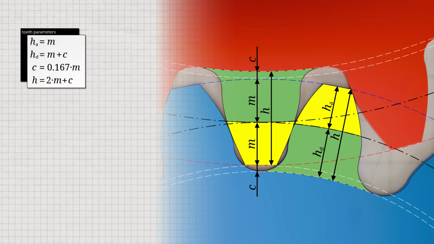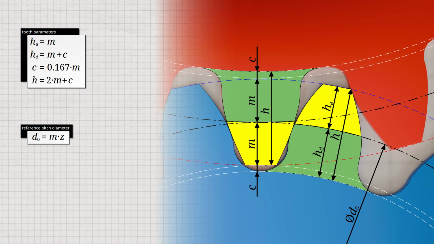Let's take a closer look at the standard reference pitch circle. If we ignore the clearance, the tooth is divided by the reference pitch circle at half height, so to speak. The standard reference pitch circle diameter can therefore be defined as the diameter of a circle that divides the teeth at exactly half their height, without taking the clearance into account. The reference pitch circle diameter D0 is directly related to the module via the number of teeth. The standard pitch diameter D0 results from the product of the module M and the number of teeth Z, and as already mentioned, is a measure of the size of a gear.